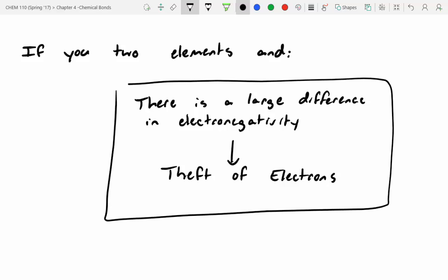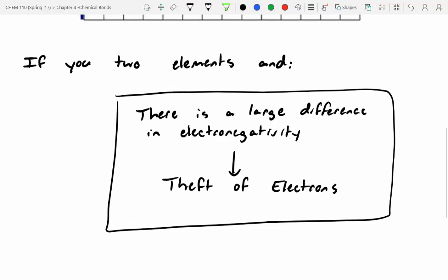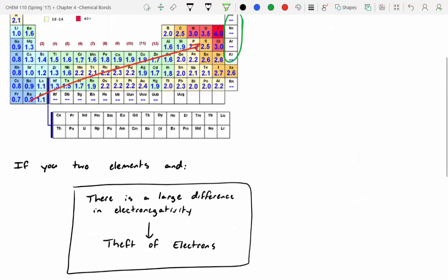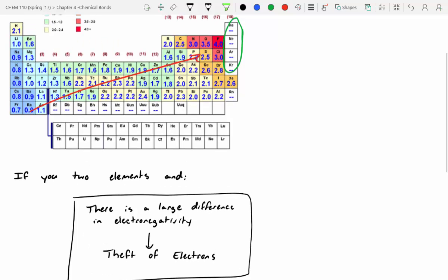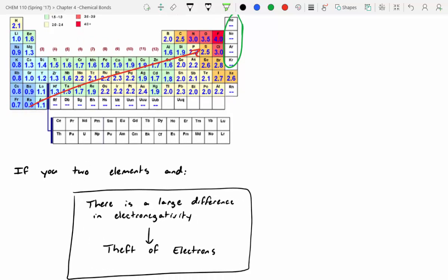This is a key thing to remember. So let's take an example of this. I'm going to zoom out a bit. Let's say I have sodium, which is 0.9, and I've got chlorine, which is 3.0. That's a difference of what, 2.1? That's a very big difference in electronegativity. That means that chlorine is essentially going to steal an electron from sodium and form a compound called sodium chloride.